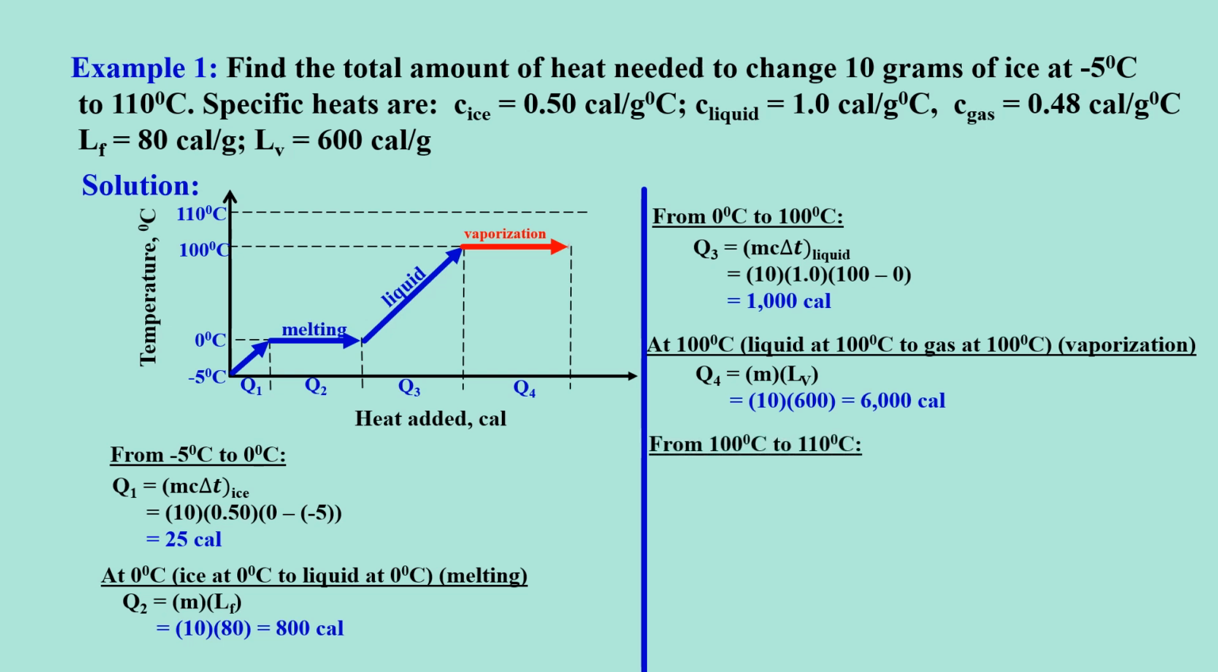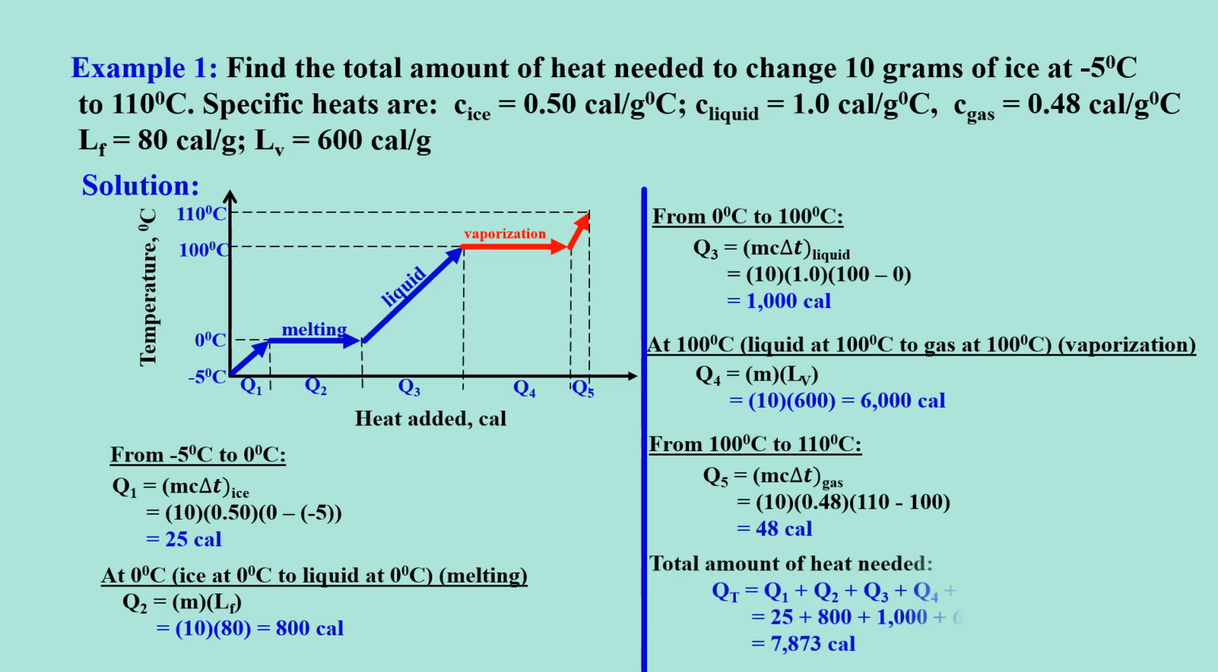Finally, from 100 degrees Celsius to 110 degrees Celsius, we need this amount of heat, Q sub 5, which is given by M times C times delta T of gas. So this is 10 times 0.48 times 110 minus 100, which is 48 calories.